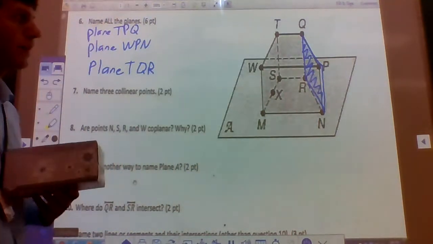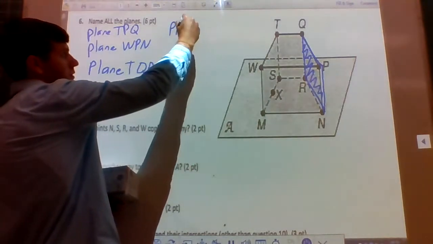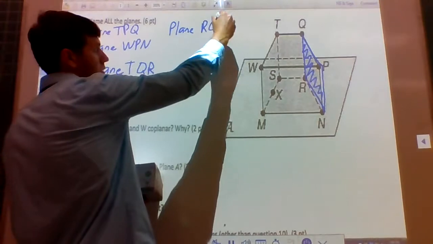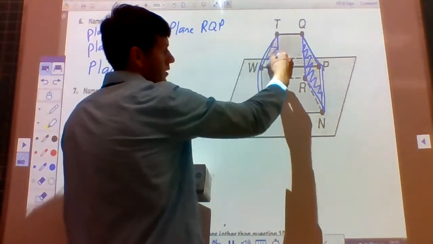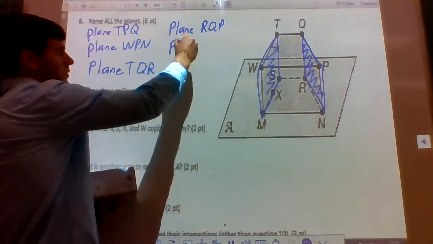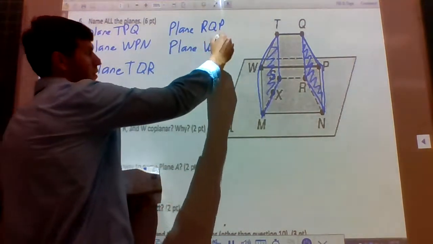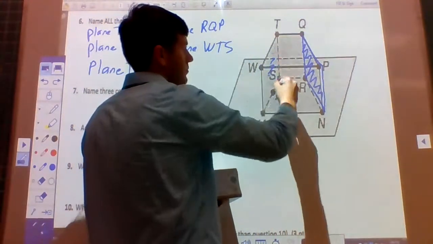So 3 points that are on that plane might be R, Q, and P. So plane R, Q, P. And we can do the other side. How about WTS? Plane WTS. Okay. And then we have the bottom.